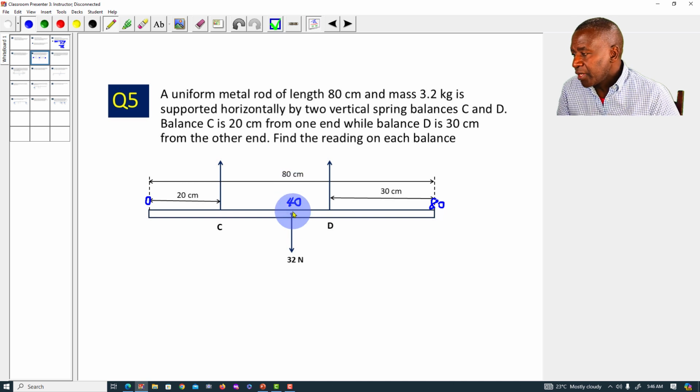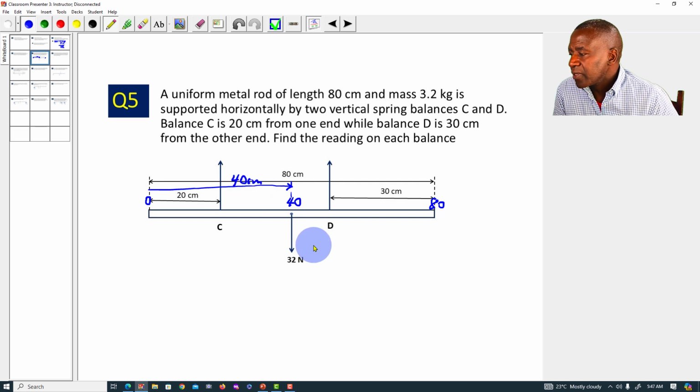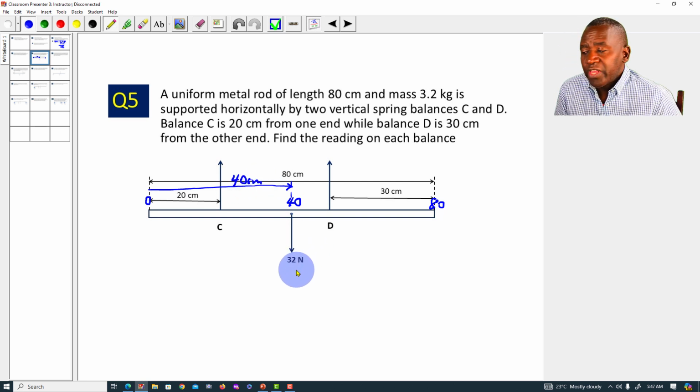Okay? So the distance from this point all the way to the center should be 40 centimeters. The weight of the rod acts at the 40 centimeter mark. I hope I'm not confusing you when I talk about the 40 centimeter mark and the distance from this point to this point being 40 centimeters.